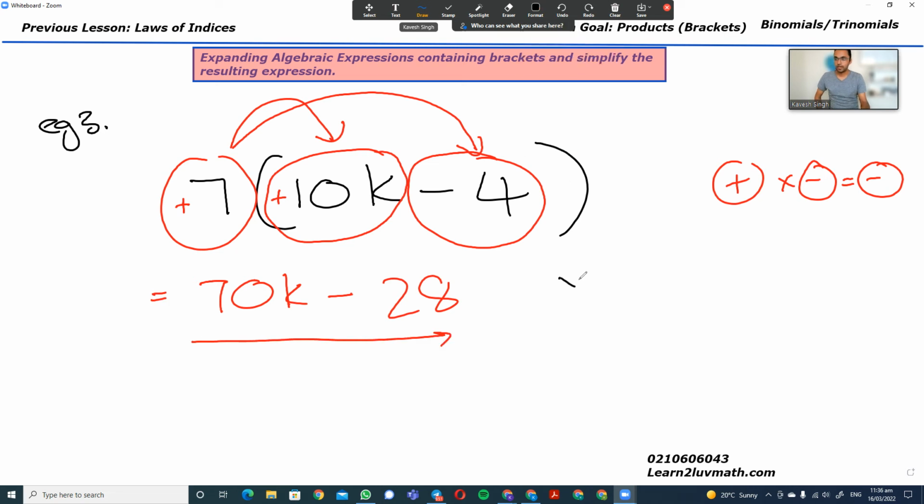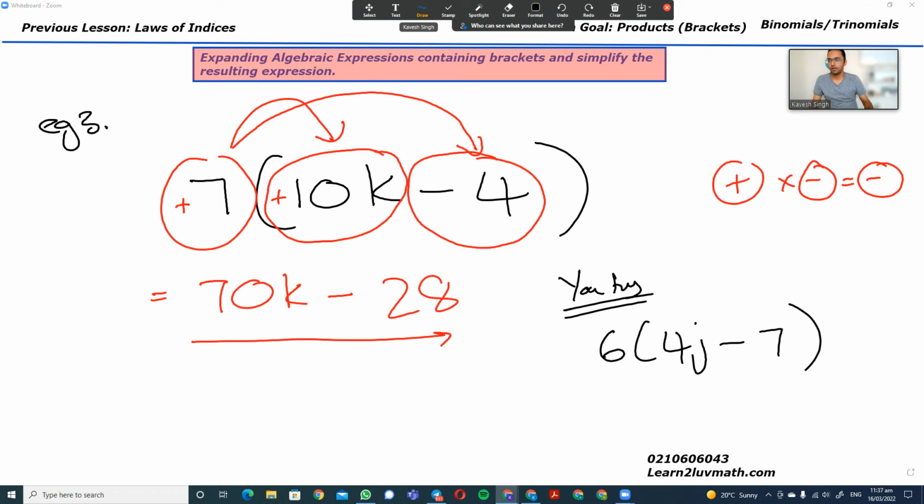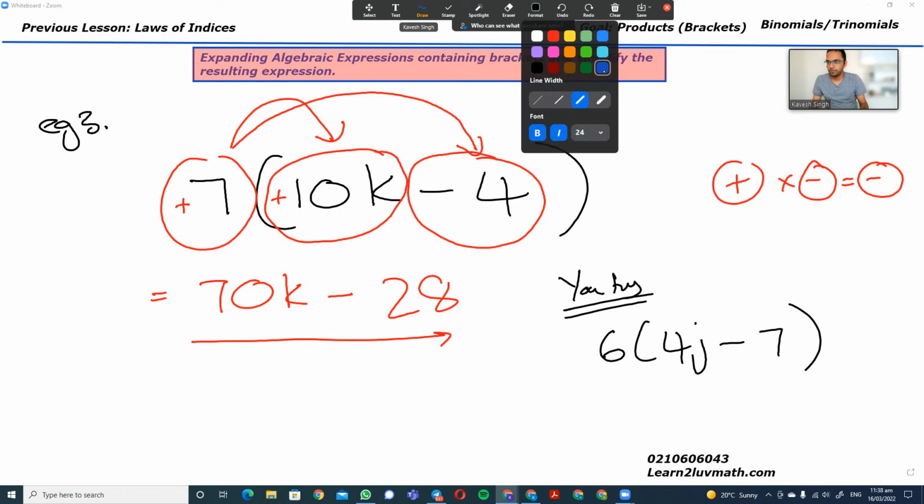All right, now you try this. Try 6 times 4j minus 7. Press pause. All right, so let's go through this one.